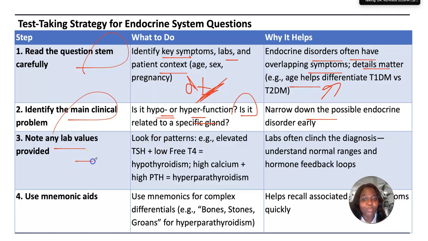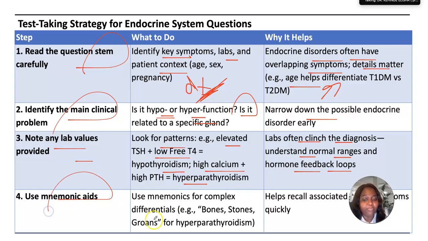Note any lab value provided. Look for patterns. Is it elevated TSH? Is it low free T4? Is it hypothyroidism? Is it high calcium? Is it hyperparathyroidism? Labs often clinch the diagnosis. Understand normal ranges and hormone feedback loops.